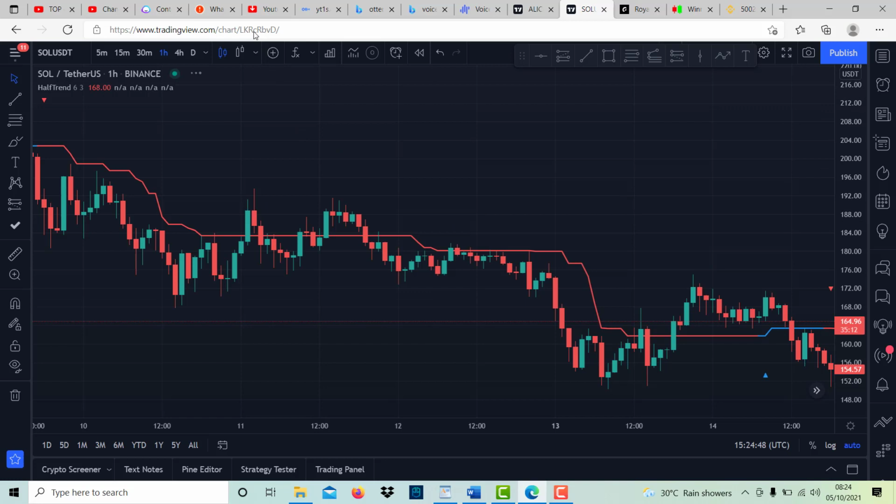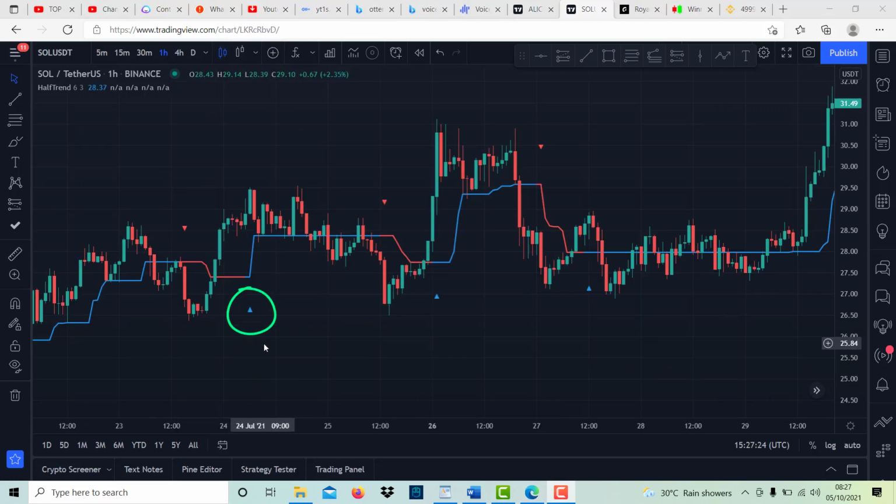Sometimes using this strategy you may get a blue arrow signal which indicates price movement to the upside, and immediately you may get a red sell signal which indicates price movement to the downside. This kind of price movement can be really frustrating, and you may not know exactly what to do. As you can see, blue signal, red, blue, red. Now that is why we are going to use a second indicator in this video.